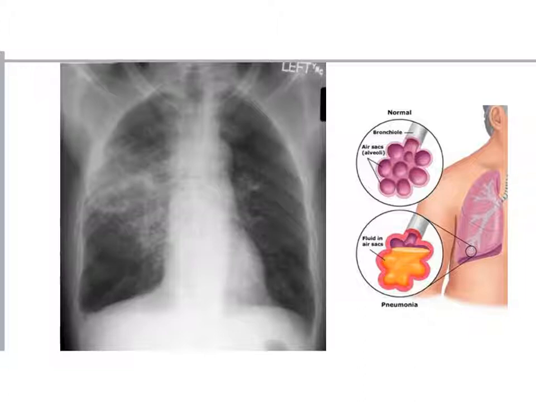This will show up on a chest x-ray as this white, the term we use is consolidation. We can tell that there's something making that lung solid. Here's nice, black, empty, airy, healthy lung, and here's the white collection of gunk in the pneumonia lung.